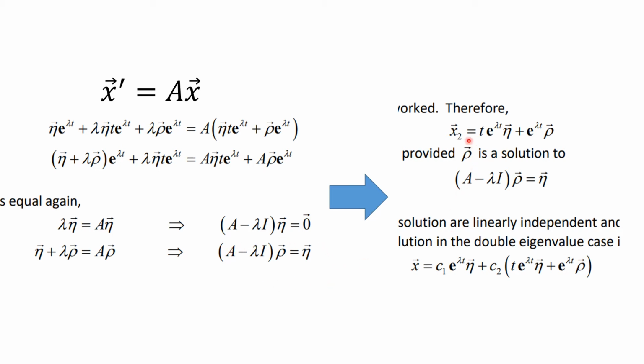So therefore, the second solution is going to be this. You really need to verify that this is linearly independent, but it will be as long as you pick rho to be the solution to this. And again, you need to check the linear independence. I'm not doing that here.